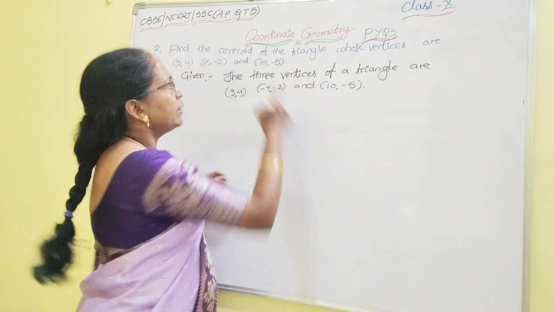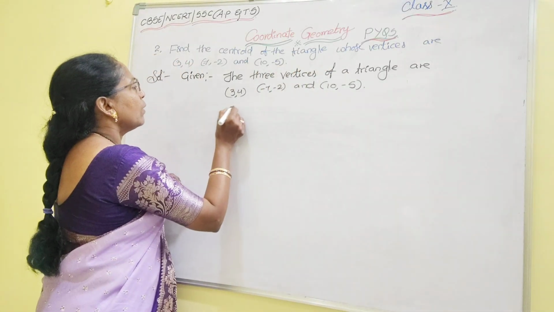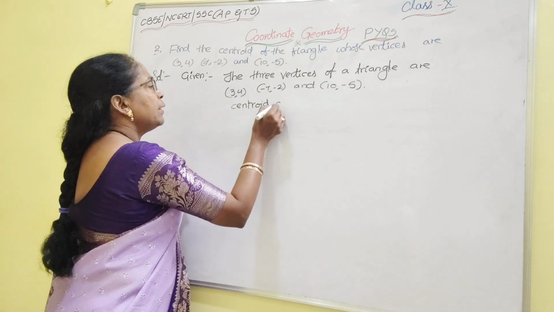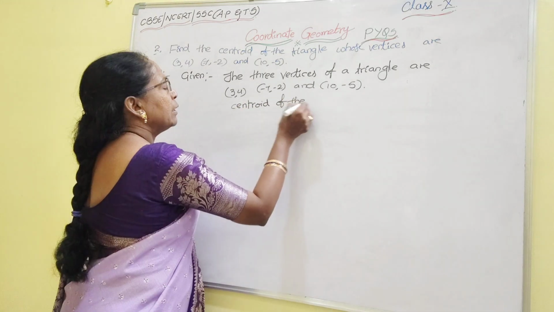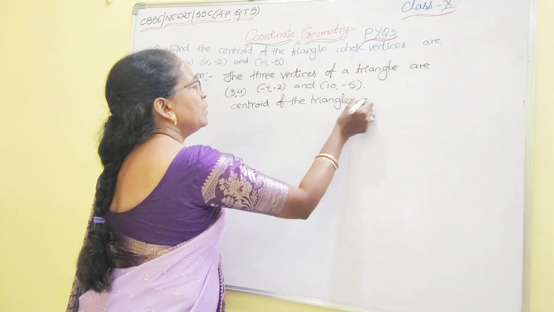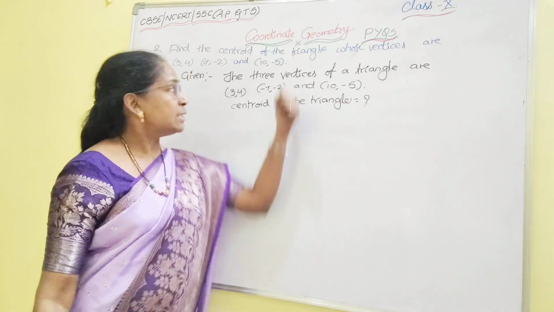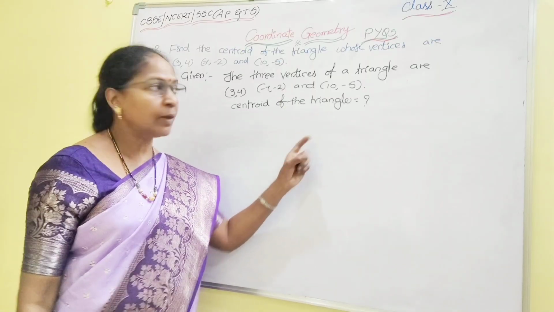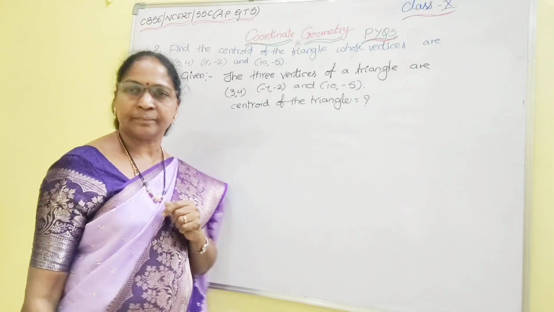Next, what you have to find out? Centroid of the triangle equal how much? Centroid equal to centroid of the triangle. This we have to find out. This is the given data. You will get for this also half mark and 1 mark, depends on the total marks of the question.